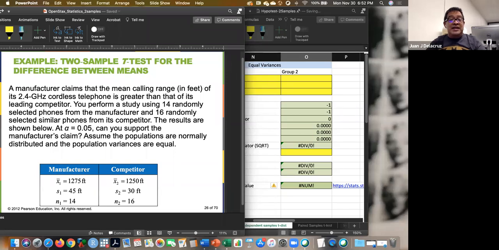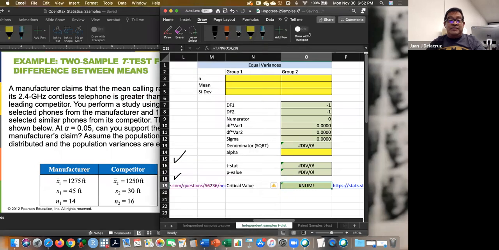So the manufacturer claims that it is greater than. So we are having a one tail test that is a right tail test, right? So we are going to use the right tail test. So the results are shown below. Assume that the populations are normally distributed and the population variances are equal.